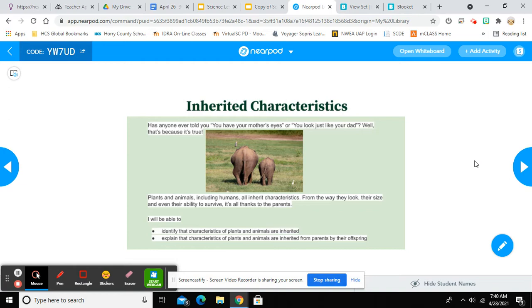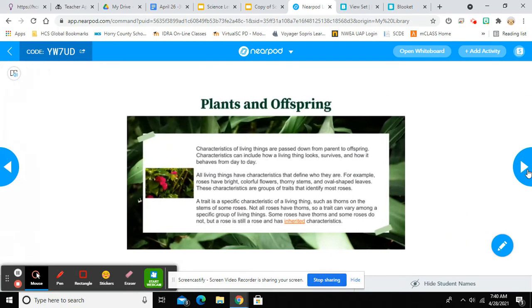So, in this lesson, you should be able to identify the characteristics of plants and animals that are inherited and explain that characteristics of plants and animals are inherited from parents by their offspring. So you're identifying what the characteristics are, and then you're explaining that they're inherited from the parents through the offspring.